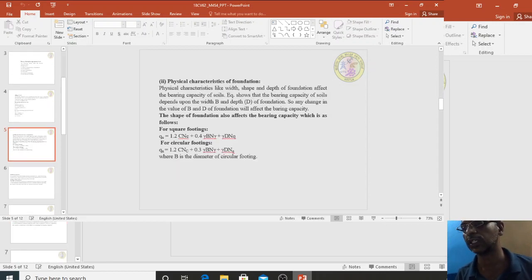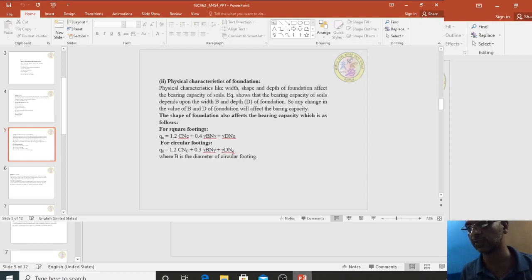So next, physical characteristics of the foundation. Physical characteristics means the width of the foundation, depth of the foundation, and shape of the footing; these affect the bearing capacity. As I said earlier, qf is equal to cNc plus gamma Df Nq plus half gamma B Ngamma. The width and depth are directly proportional to ultimate bearing capacity. For some soils, when the width increases, bearing capacity increases, or when both width and depth increase, bearing capacity increases, or when depth increases, bearing capacity increases.